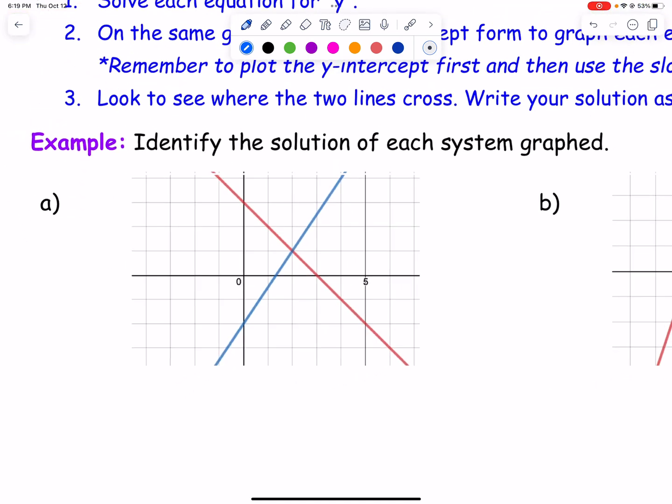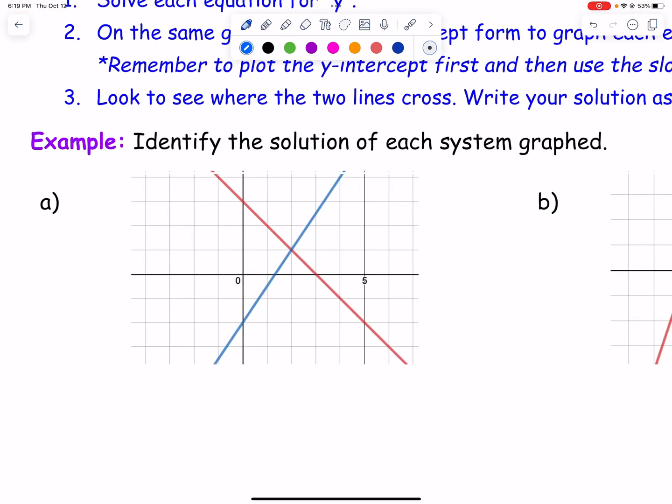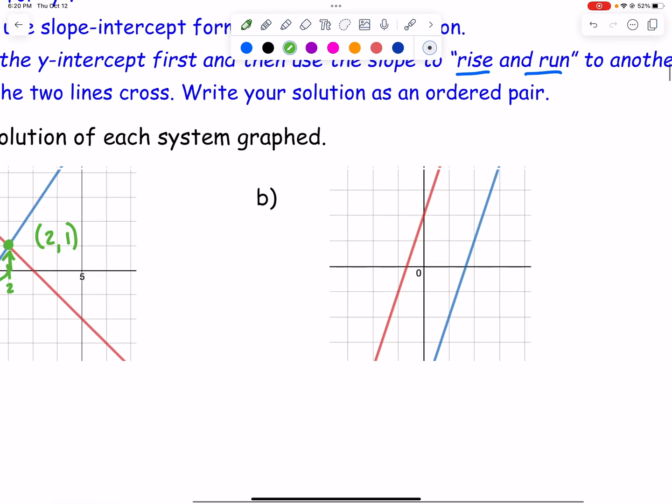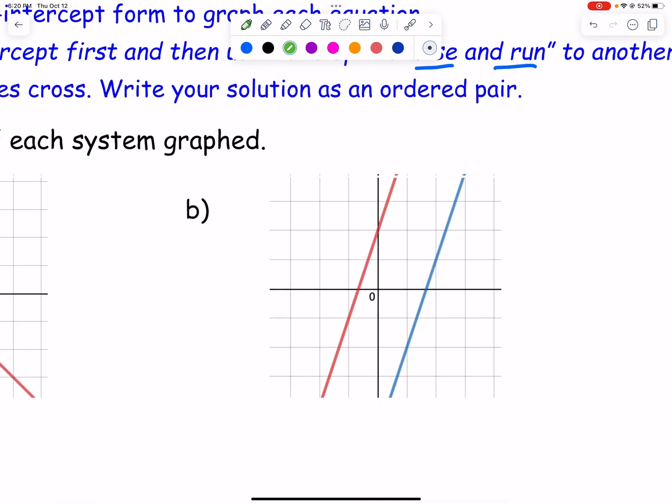So if we just want to identify the solution and it's already been graphed for us, we just would pick out where they touch. So I see they touch right here. And from the origin, I have to go right 2, so x would equal 2. And then I have to go up 1 to get to that ordered pair that identifies the solution. So the solution to this system of equations is the point (2, 1). For B, I have two parallel lines, so they're never going to touch. So we would say there's no solution to this system. And we can also write that as a 0 with a slash through it.